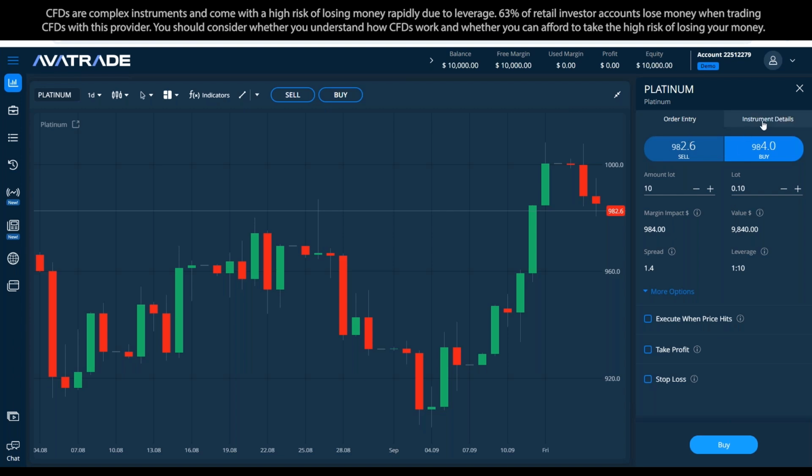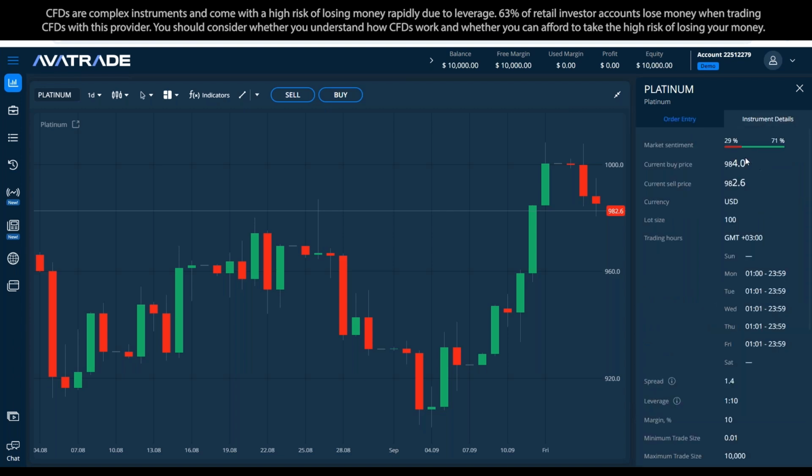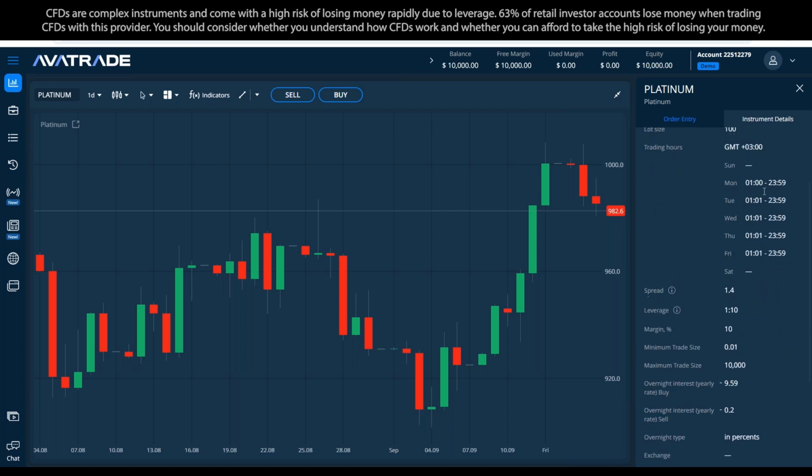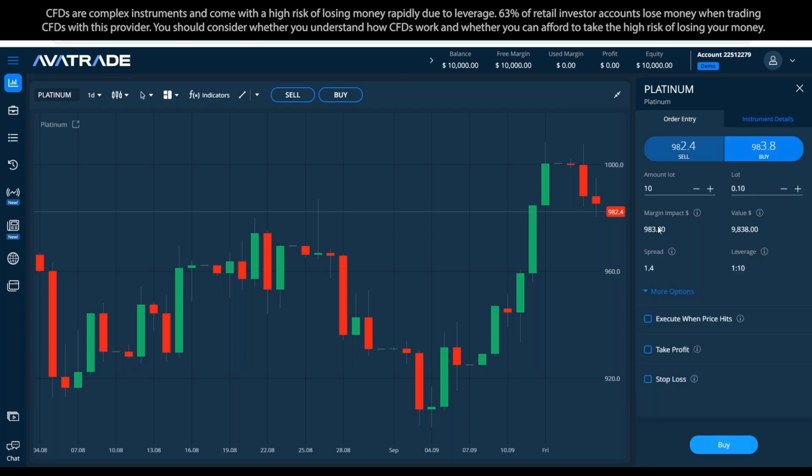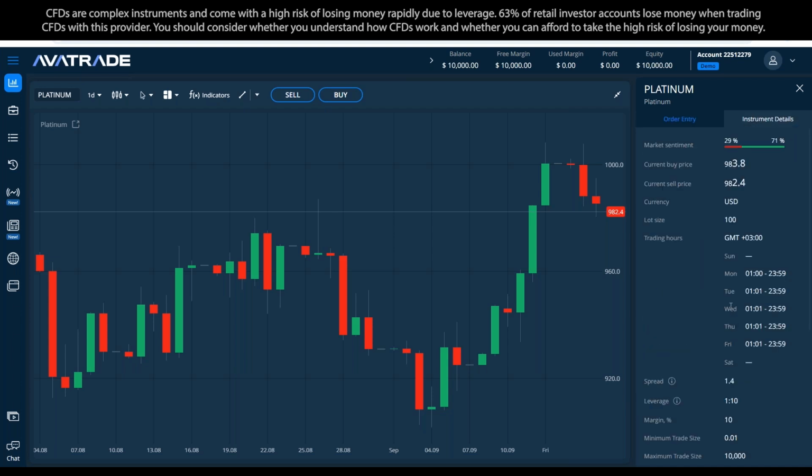And we have the other side, which if we click on instrument details, we can find all kinds of information about Platinum. One of the things is the lot size: how many units we have in one contract. If I scroll down, we have the hours, the spread, the leverage, the margin. All of that is written outside anyway. We saw that.